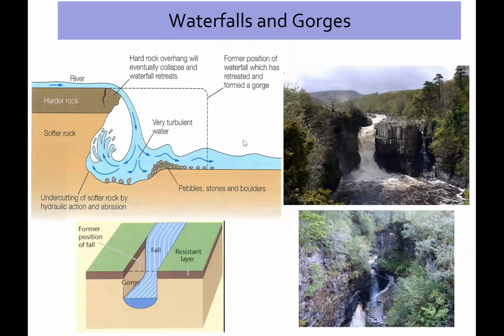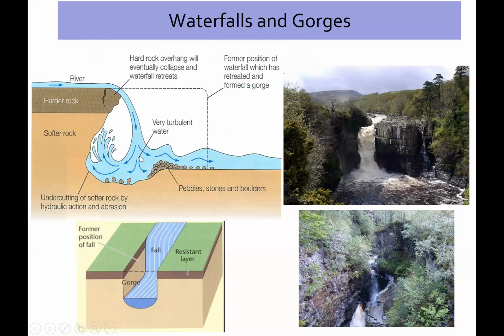So waterfalls will only form if you've got very specific conditions. And what you need to have is a harder rock on top of a softer rock. The reason you need that is because the river flows over the harder rock, it then hits the softer rock and it erodes the softer rock much quicker. Things like hydraulic action, things like abrasion, erode that softer rock and create this overhang of harder rock. And that can't continue, it becomes unstable. That overhang will collapse into the waterfall.